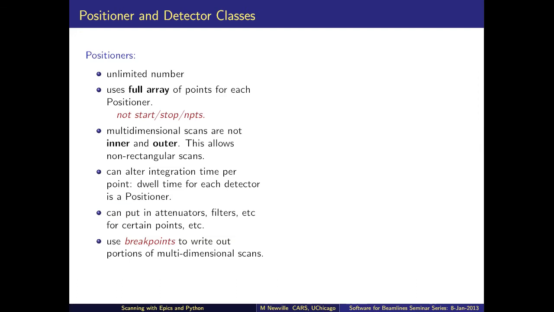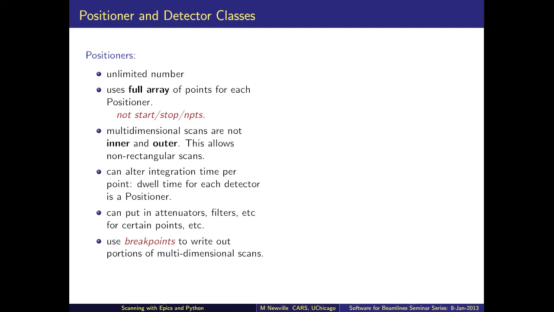So the positioners for a scan are unlimited in number, and they use full arrays for points. They don't use start, stop, step. Of course, you can create an array easily using start, stop, step, or endpoints, but what it wants is the full array.